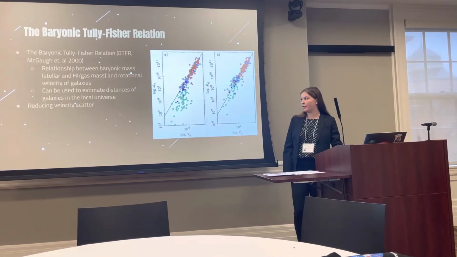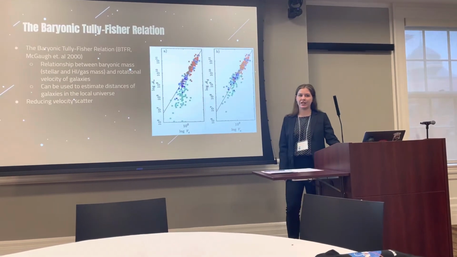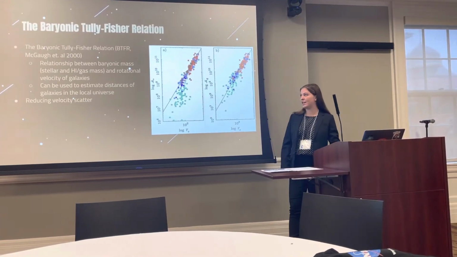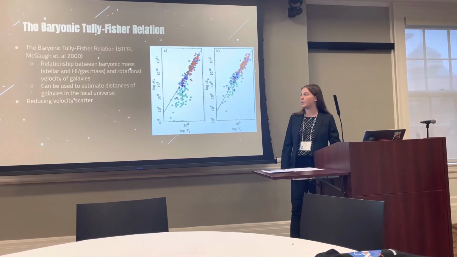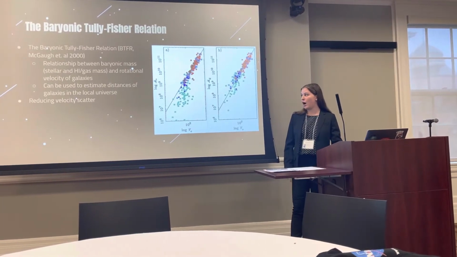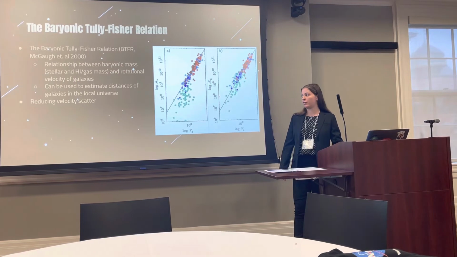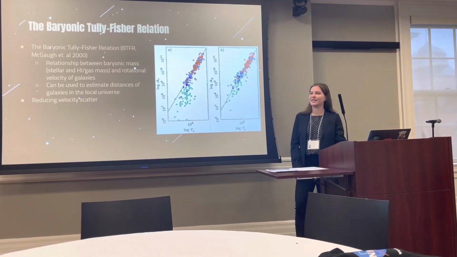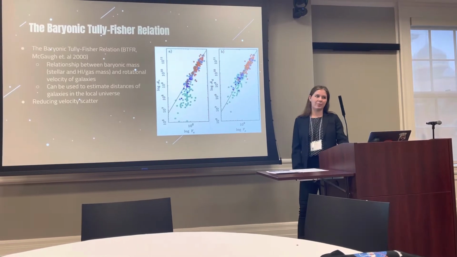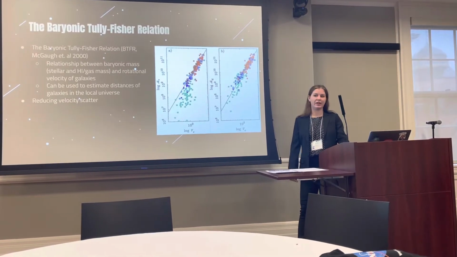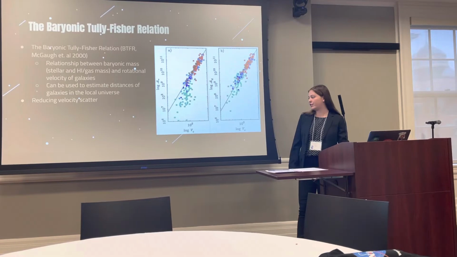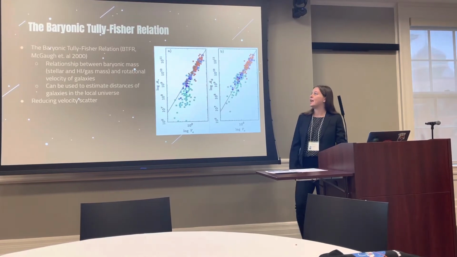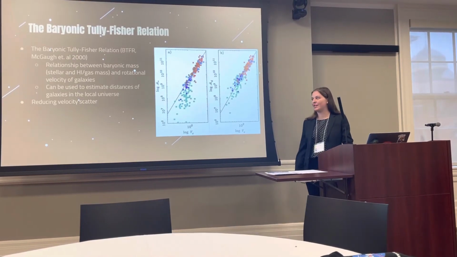So the first graph you can see here is the Tully-Fisher relation, which was established first, and this plots the stellar mass with respect to the rotational velocity. For lower mass, lower rotational velocity galaxies, you can see there's significantly more scatter, and that's how the BTFR was created, where it plots, instead of just the stellar mass, the stellar and gas mass combined with respect to the rotational velocity. And there's significantly less scatter, but there still is scatter.